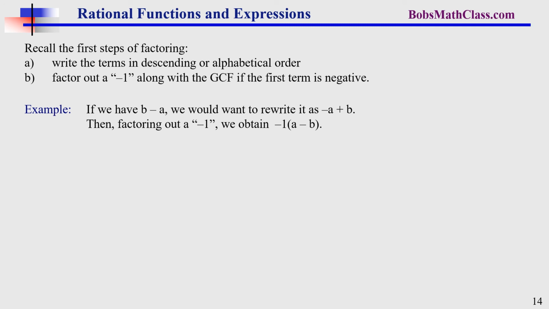All right, so let's read what we have here. Part A says write the terms in descending or alphabetical order, and B says factor out a negative 1 along with the GCF if the first term is negative. So for example, let's say we have B minus A. You rewrite it as negative A plus B, right? You put it in alphabetical order. And then from negative A plus B, you could factor out a negative 1. So then it would be negative 1 times A minus B.